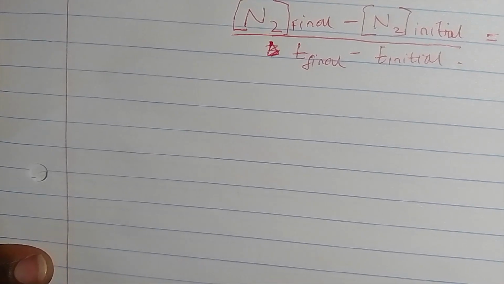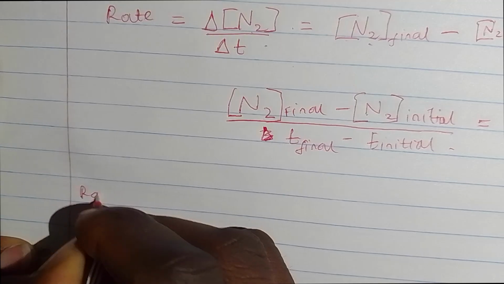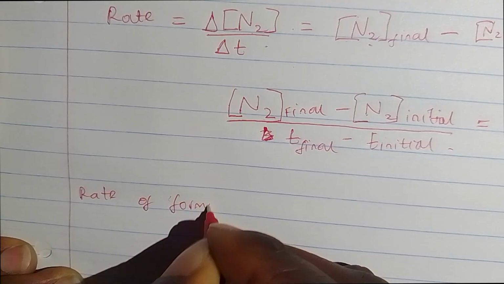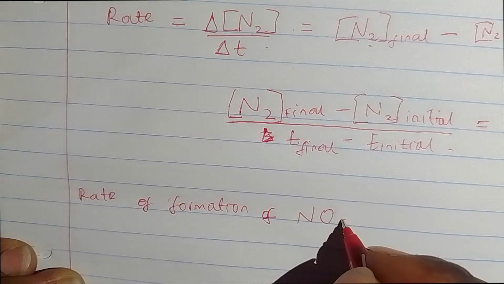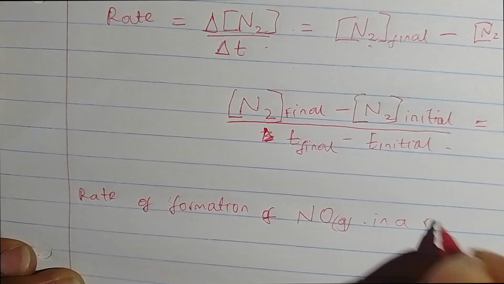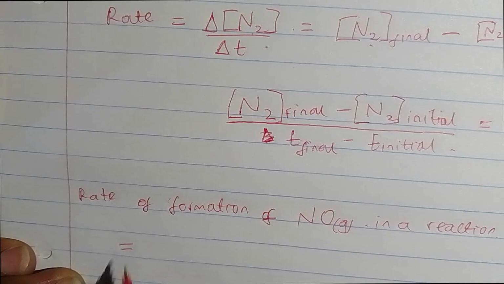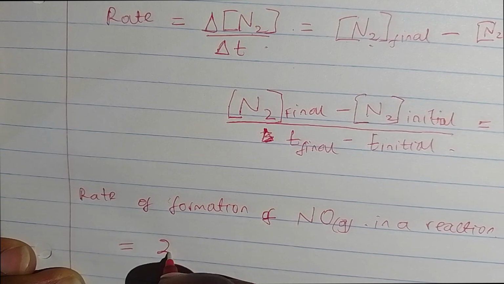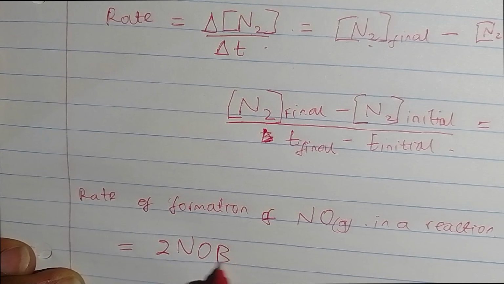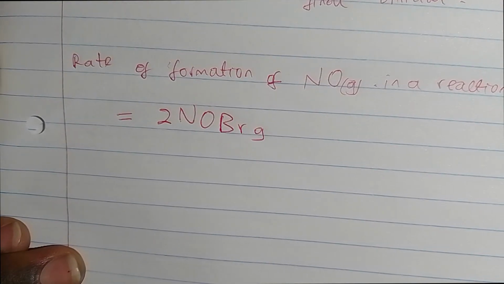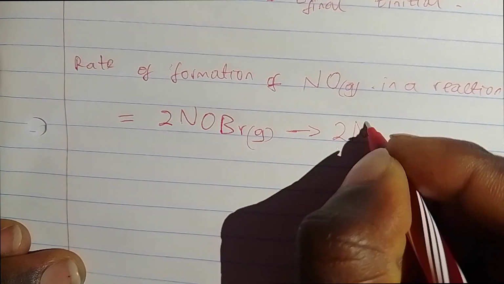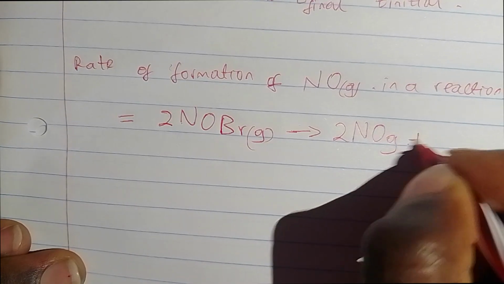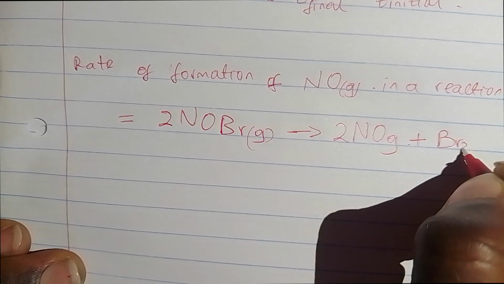So let us do one practical example over here. You are given that the rate of formation of NO in a reaction is given by, the reaction is 2 NOBr, which is a gas, going to 2 NO gas plus bromine gas.